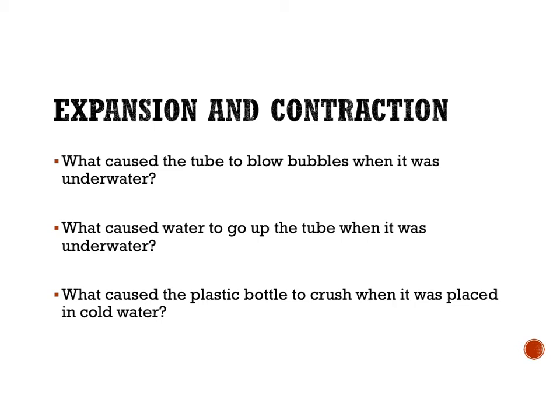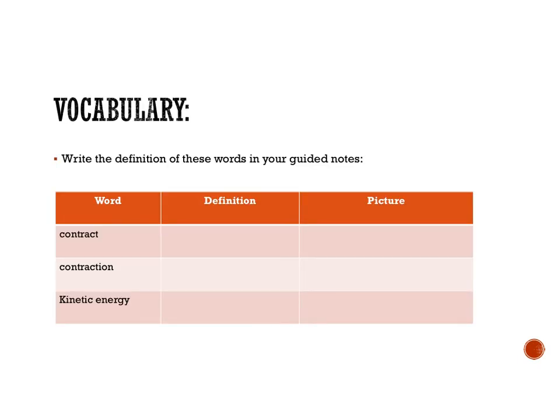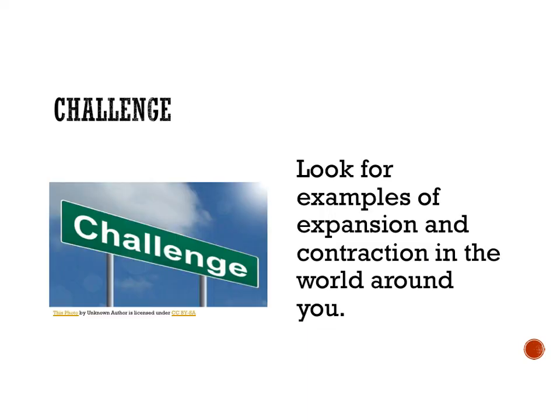What caused the plastic bottle to crush upon itself when you didn't apply any force when it was placed in cold water? Think about contraction, particles moving closer together, and expansion, particles moving farther apart, when you write down your answers to these questions. You can find the definition for these words, contract, contraction, and kinetic energy, in this presentation, or you can go to your purple book, into the back where there is the glossary. Find the definition and draw a picture of what contraction and kinetic energy means to you.